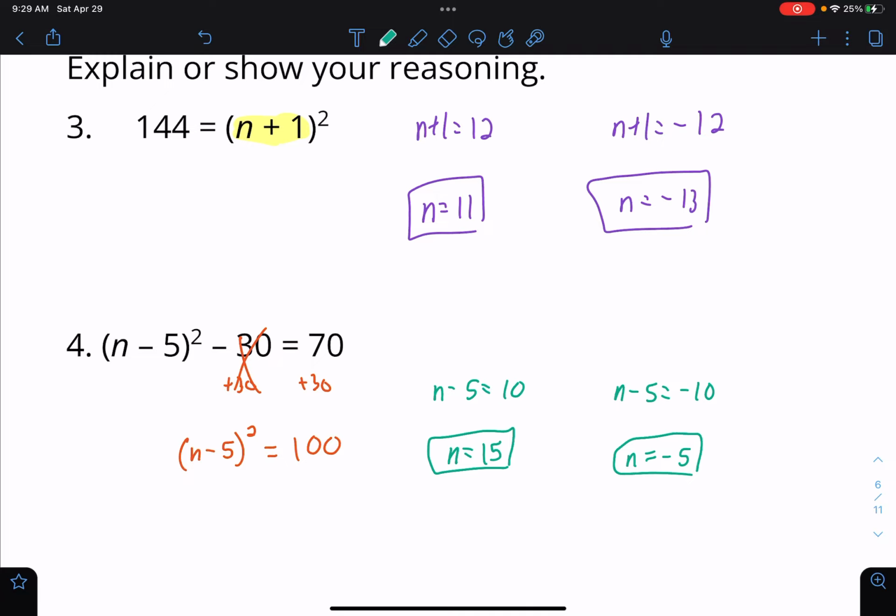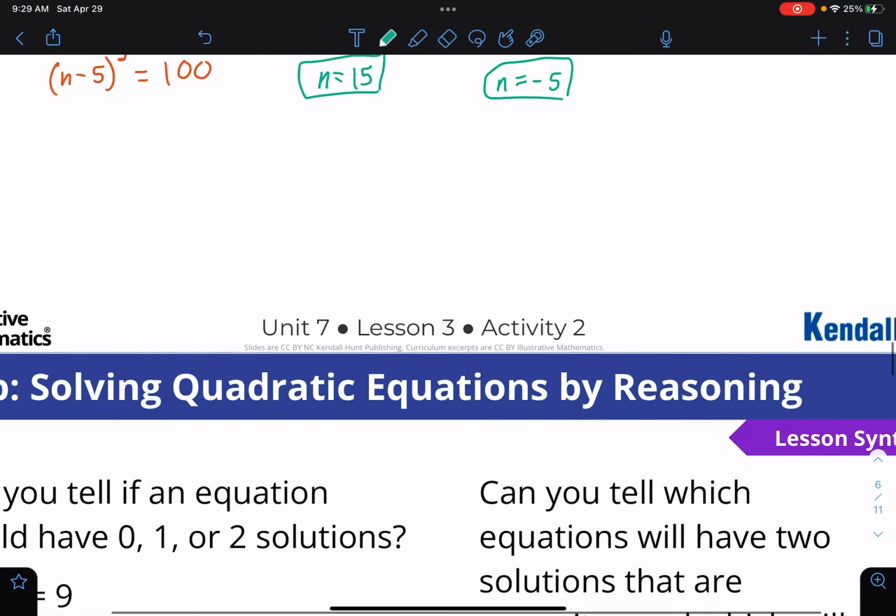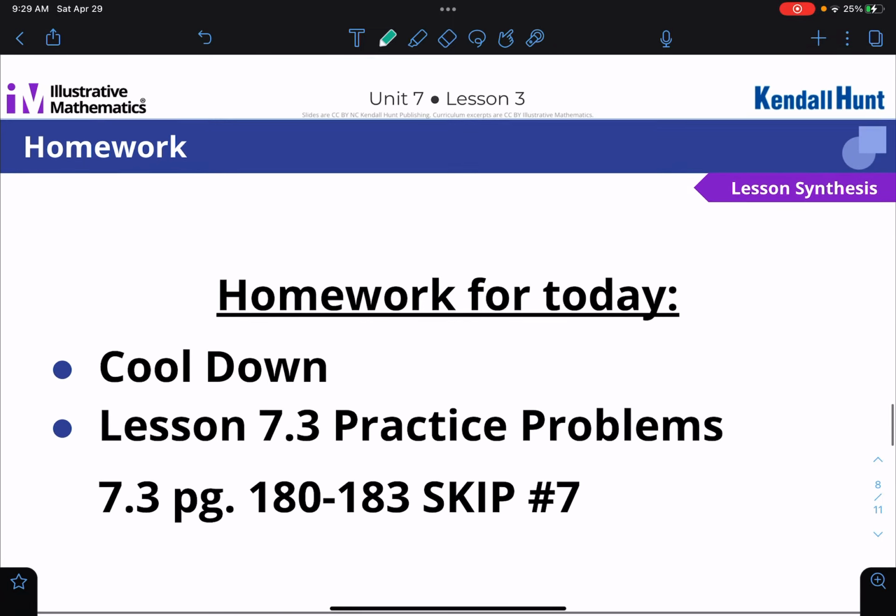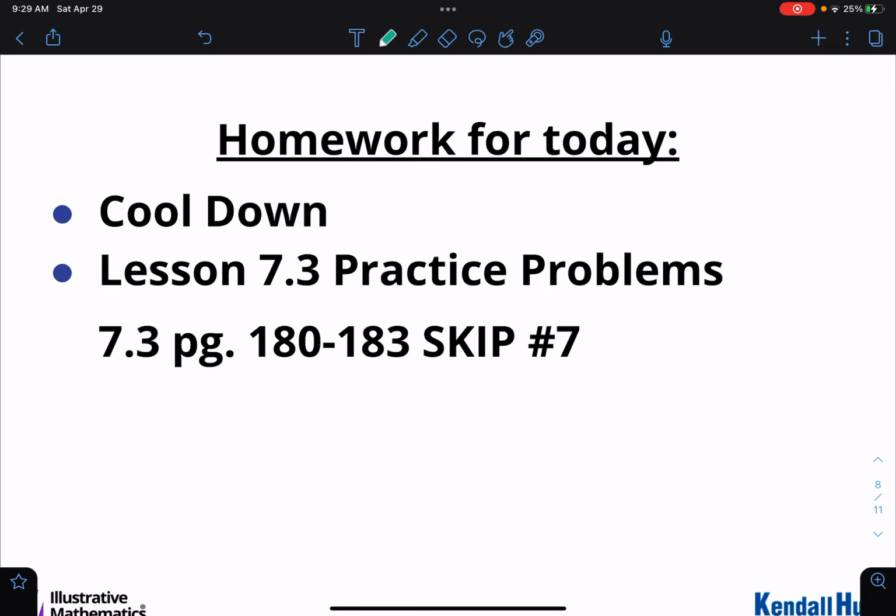Okay? We'll review this when I get back, but please now work on your homework for today. Check out that cool down in Schoology and those practice problems. You can skip number 7. If you have any questions, email me or stop in during AIM when I get back on Tuesday.